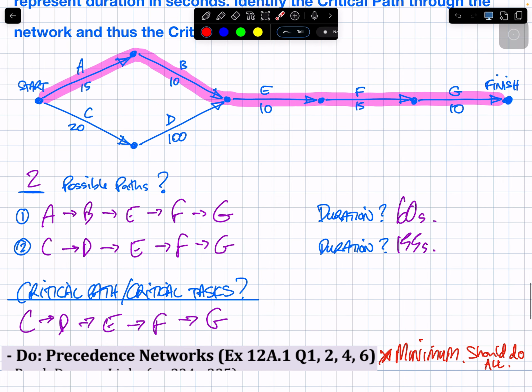So that is critical paths. That's precedence networks. That's precedence tables. That's the end of the video.